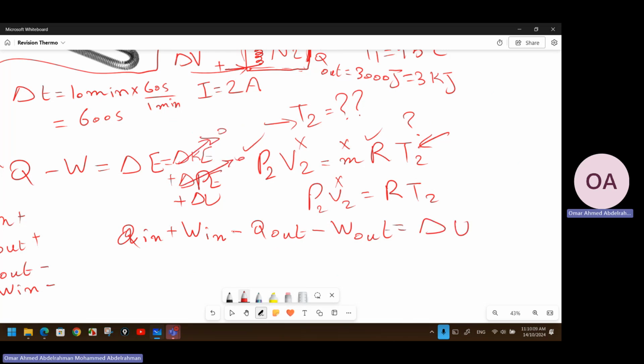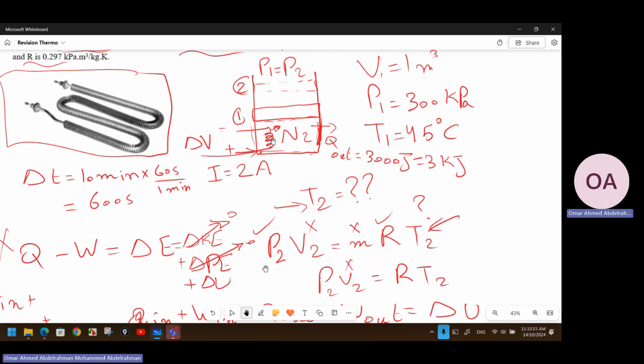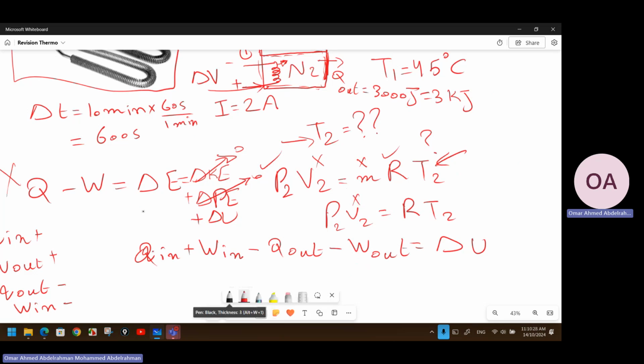Okay, do I have any Q in? I have Q in from the electrical heater, but it is inside the control volume. I'm talking about Q in or Q out, W in, W out around the boundary of the system, which is the nitrogen. So I don't have Q in. Okay, so Q in is 0.